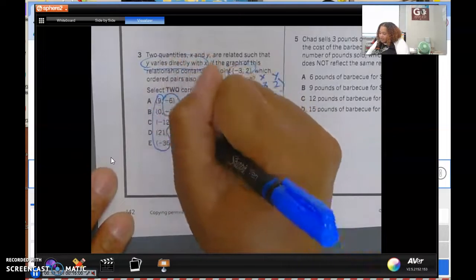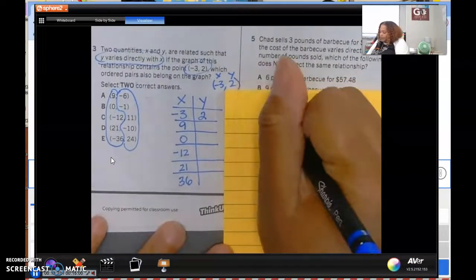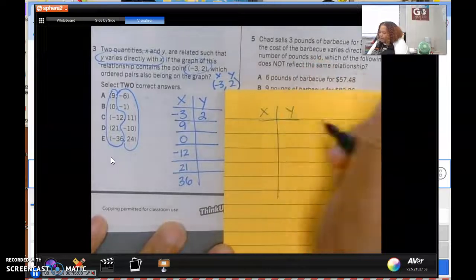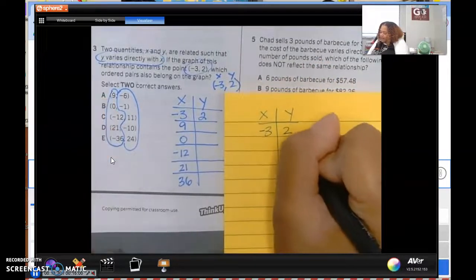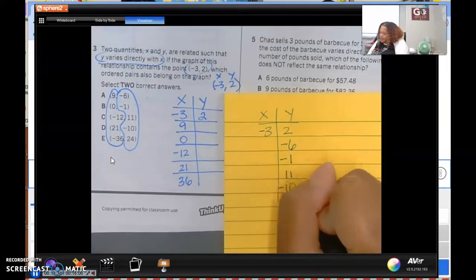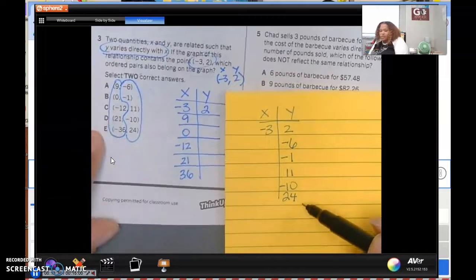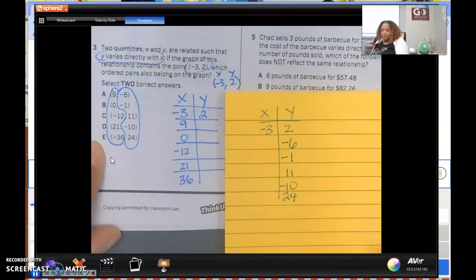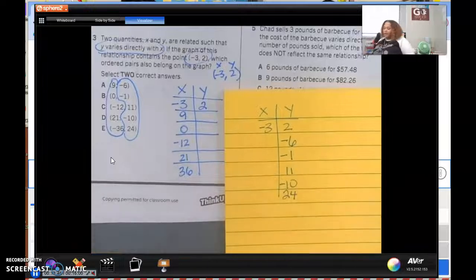I also need something for the y values. Make a new table. Lots of work here. X, y. -3, 2. Look at the y's. I need -6. I need -1. I need 11, -10, and 24. 2 of these points are going to match 2 of these answers over here. Could be from each table. Could be 2 in one table. Could be 2 in this one over here. I don't know.